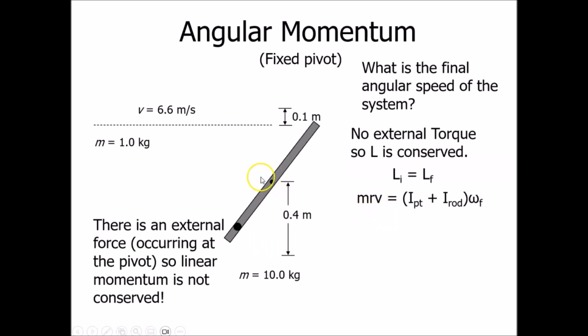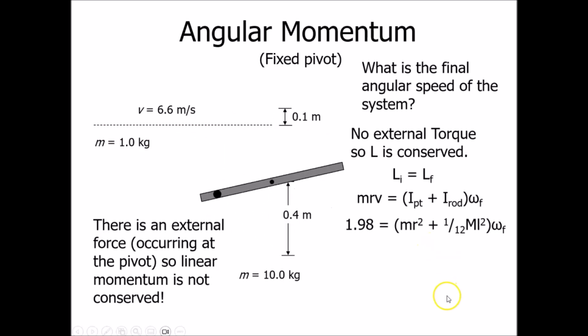R is going to be the distance between that motion, moving along that dotted line, and the pivot point. So that's going to be 0.3 meters. That's how far away that clay ball hit from the pivot point. So if you take the mass, 1, times 6.6 times 0.3 meters, you get 1.98.